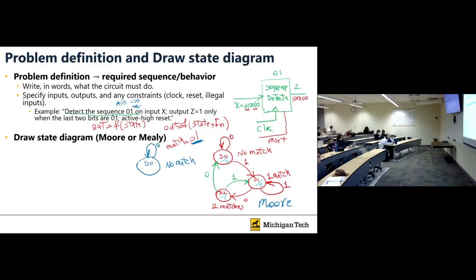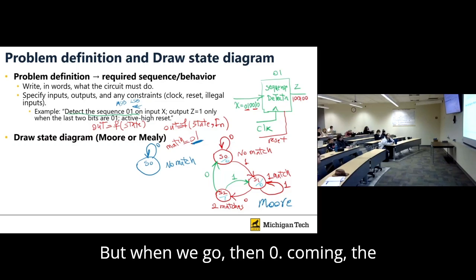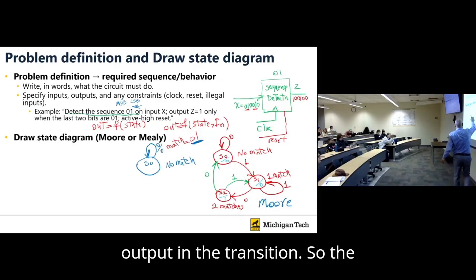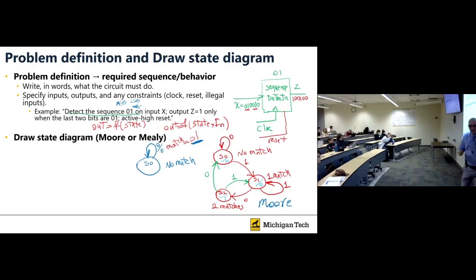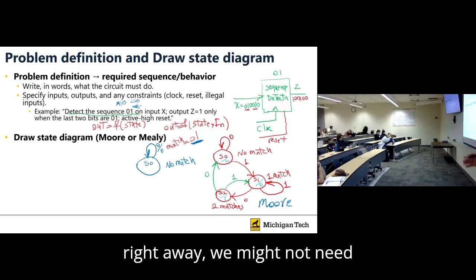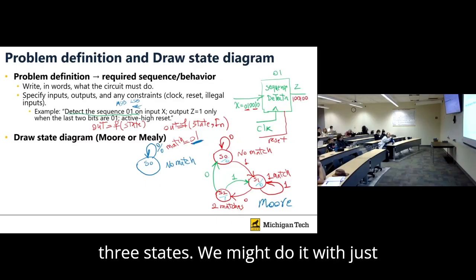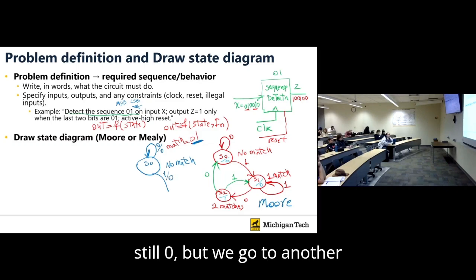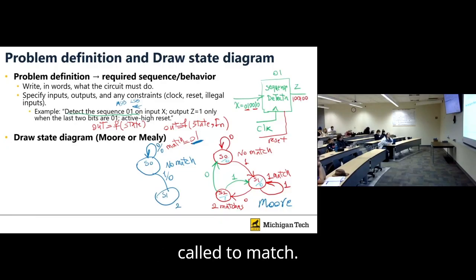That's similar. But when 0 comes, the output is also 0. So we consider output in the transition. So the output is also 0. Okay, so if we consider output right away, we might not need 3 states. We might do it with just 2. Let's see why. If 1 comes, what is the output? It's still 0. The output is still 0, but we go to another state. We call it S1. It's called 1 match.